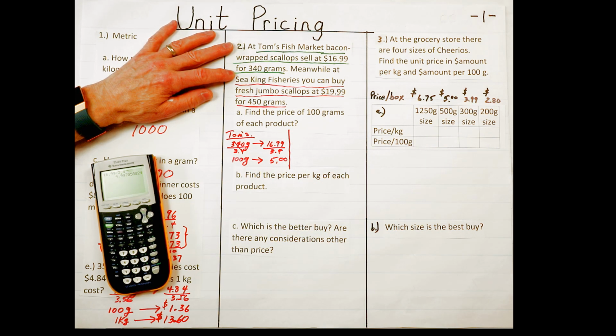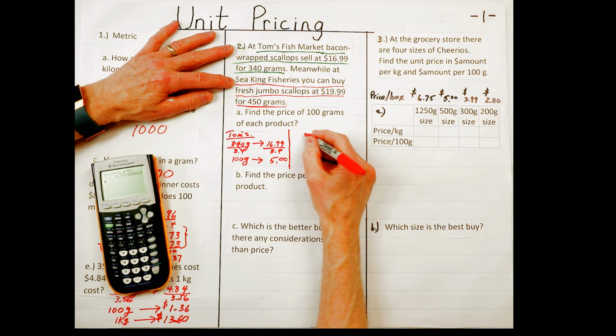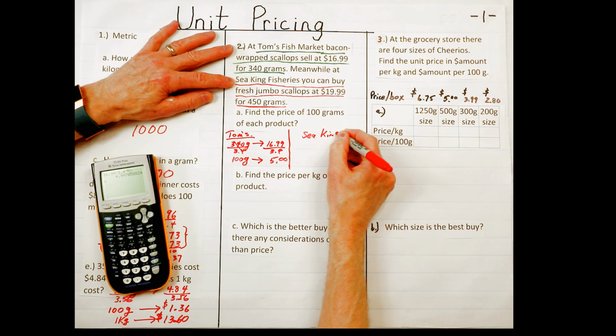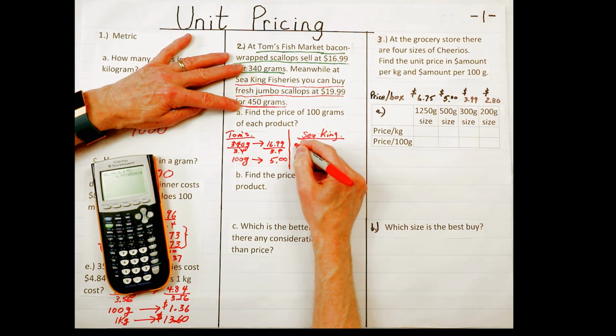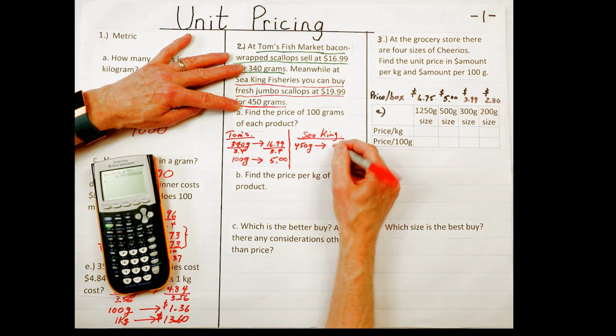You okay with that? Okay, so now we'll do Sea King Fisheries. And they have 450 grams for $19.99.